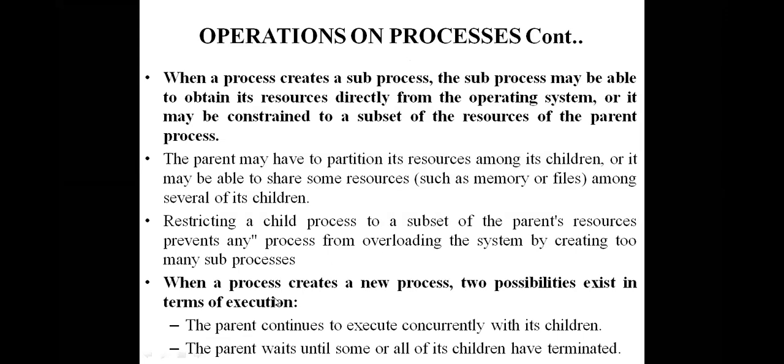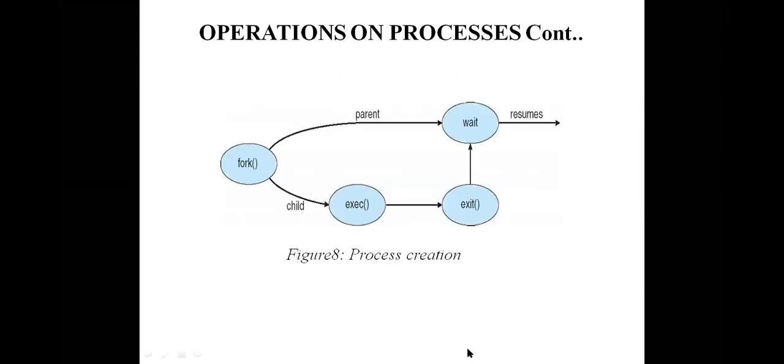And the next one, when a process creates a new process, the parent continues to execute concurrently. That means parent and children will run parallelly, or else the parent has to wait until some or all of its children have terminated. In the same diagram, the fork system call is used to create a child. The child will execute the code and exit. That means the child terminates here. Automatically the child will send a code to the parent process.